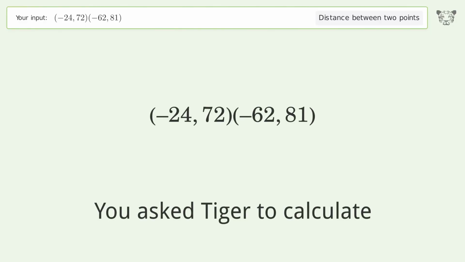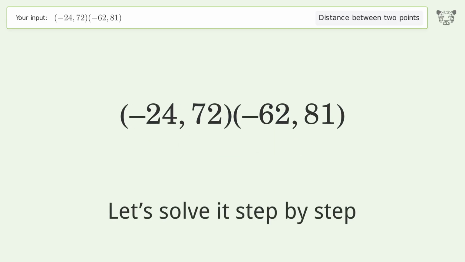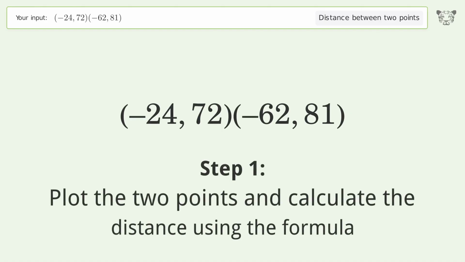You ask Tiger to calculate. This deals with the distance between 2 points. The distance between the 2 points is the square root of 1525, or 39.051. Let's solve it step by step. Plot the 2 points and calculate the distance using the formula.